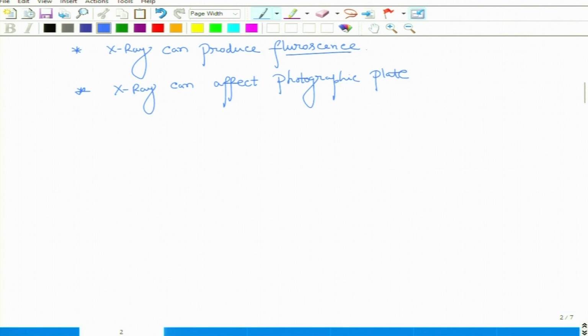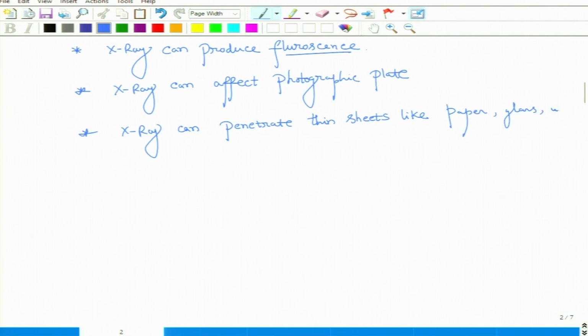The third property is that X-ray can penetrate thin sheets like paper, glass, wood. These things can be penetrated. Okay, the X-ray is emitting from that solid. If you keep a thin paper or glass or wood, then the X-ray will penetrate. And after that wood, if you put the photographic plate, that photographic plate will be affected, which proves that the X-ray actually penetrates that particular paper, glass or wood.